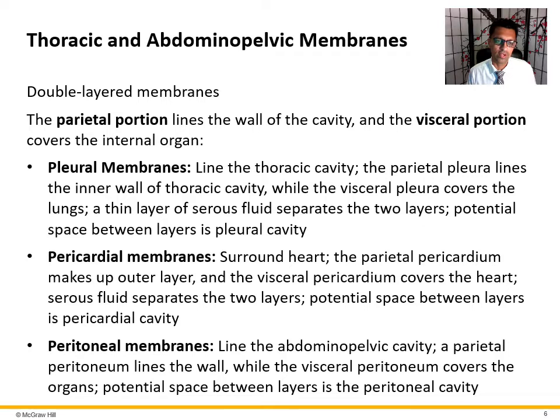Going back to pericardial membranes around the heart, the parietal pericardium makes up the outer layer. The visceral pericardium covers the heart. Again, serous fluid separates the two layers, and potential space between the layers is called the pericardial cavity. So when that fluid kind of dries out, it's like rubbing sandpaper together, and it can be very, very painful. And the peritoneal membranes line the abdominal cavity, and the parietal peritoneum lines the wall, while the visceral peritoneum covers the organs, with a potential space between the layers of the peritoneum.